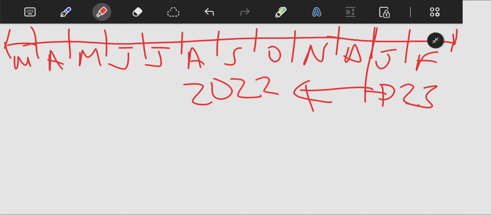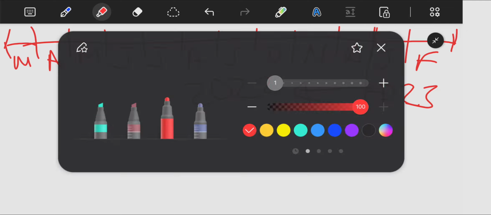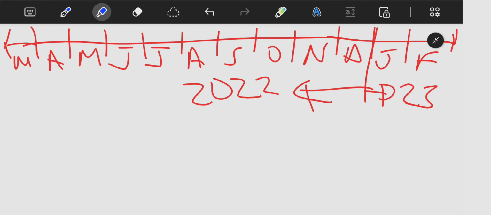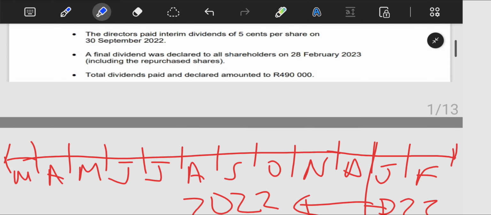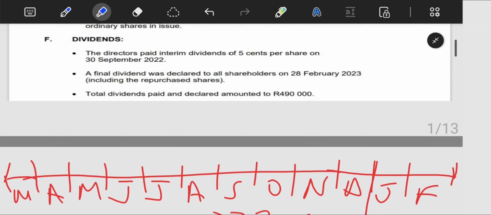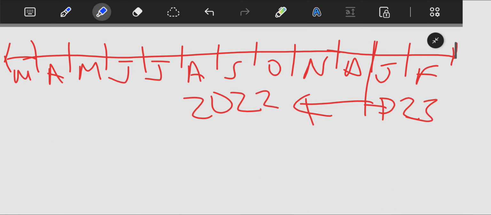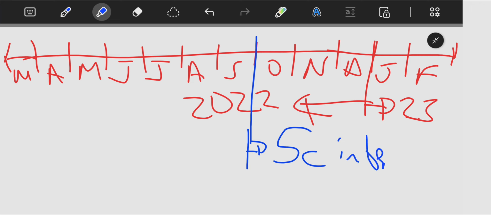Now, we are told that they have paid interim in September. Was it on the 1st or the last day? It was the last day, 30th of September. So you must be very much careful, because here is the 1st of September. Here is the 31st, is the 30th of September. So we are told that it has been paid on the 30th of September. 5 cent interim.